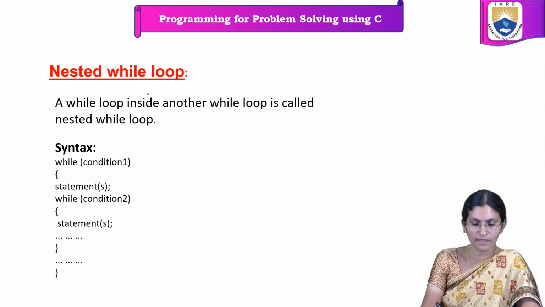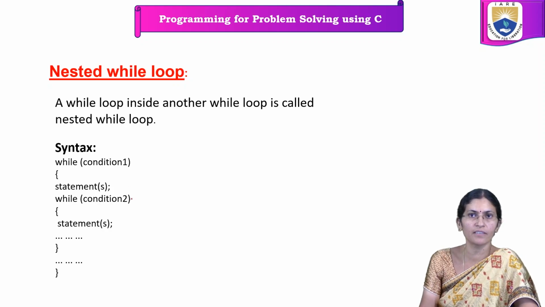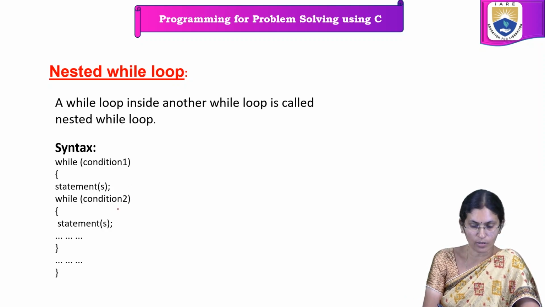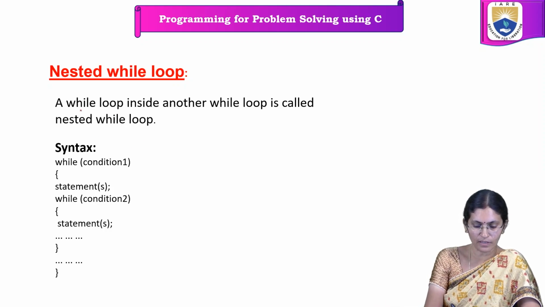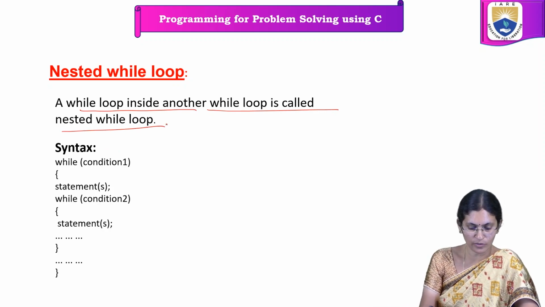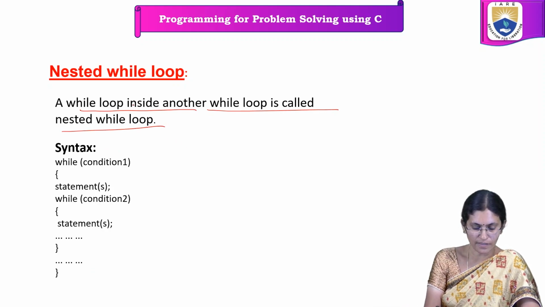Next, let us see the syntax. We will see the syntax for each one, along with a flowchart and one program. First one, nested while loop. A while loop inside another while loop is called a nested while loop. So this is the syntax for nested while loop.